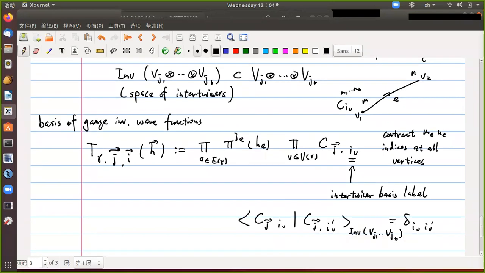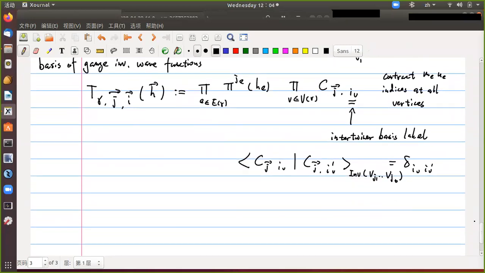Another remark is that your graph, the lattice, has to be a closed graph. It means that it has no dangling edge. So now we assume the lattice gamma has no dangling edge.